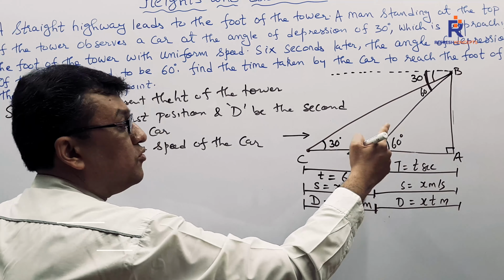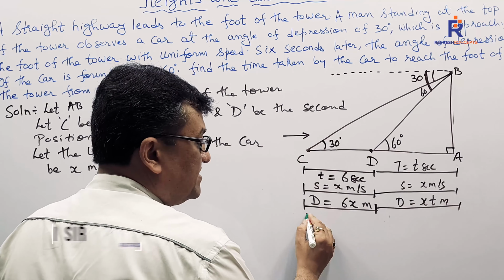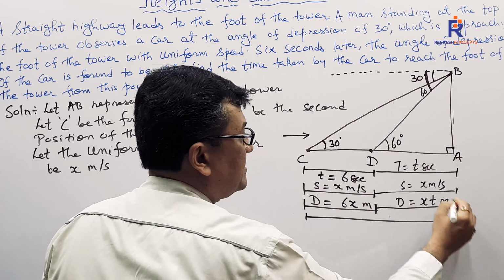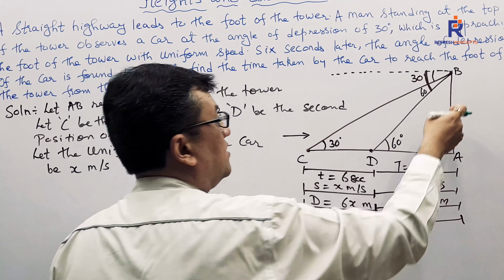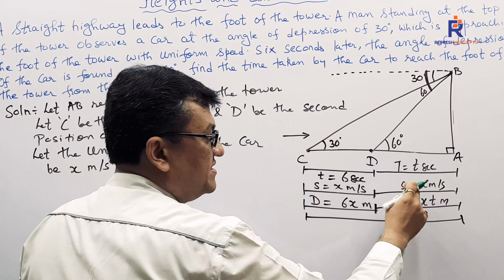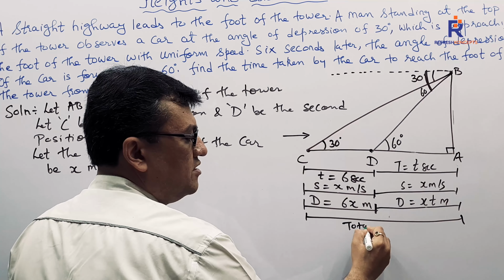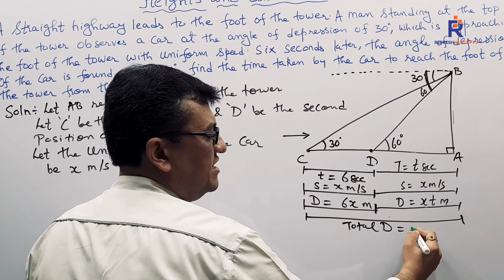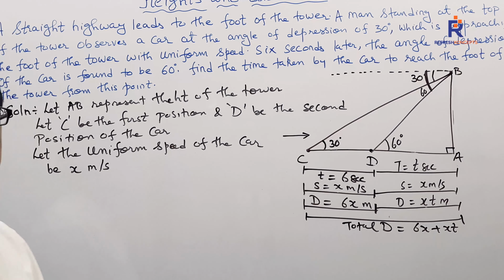First, which triangle shall we take? Before that, what is the total distance, from A to C? Why do we need to find the total distance? Because we want the entire triangle BAC. This is xt plus 6x. Can I say the total distance? Total distance is 6x plus xt.